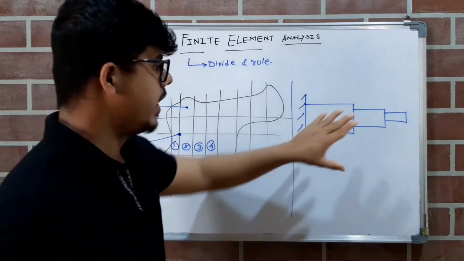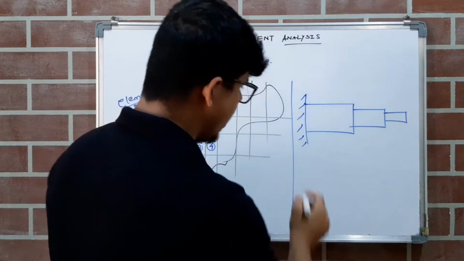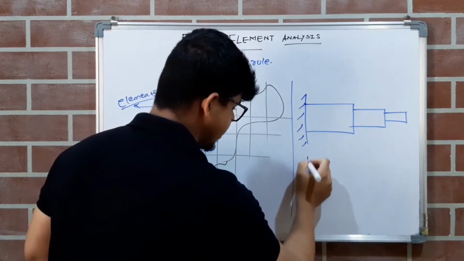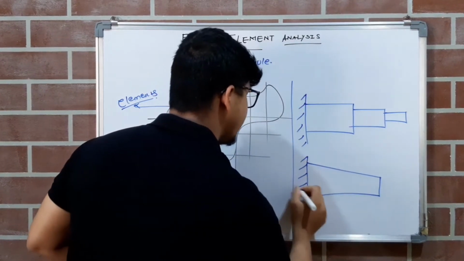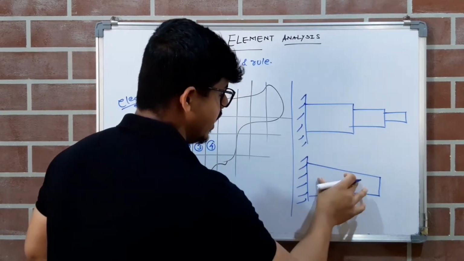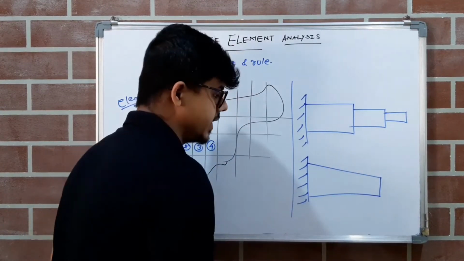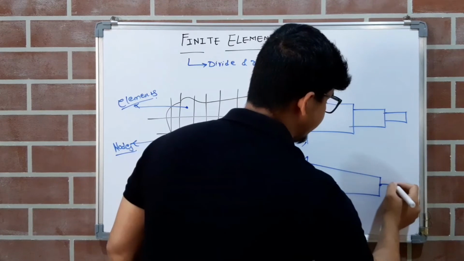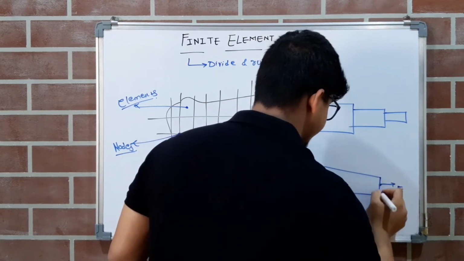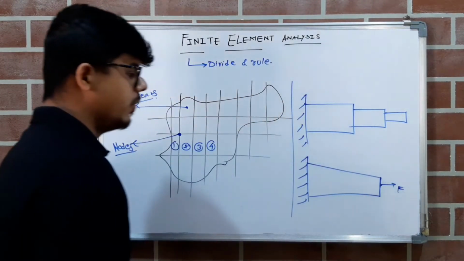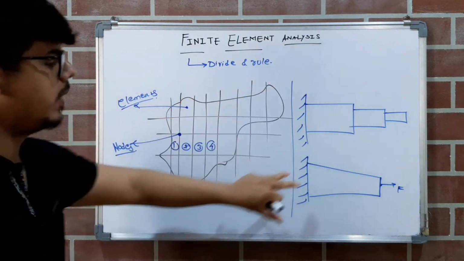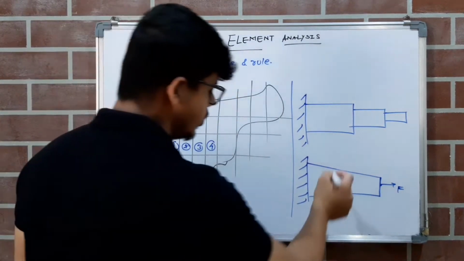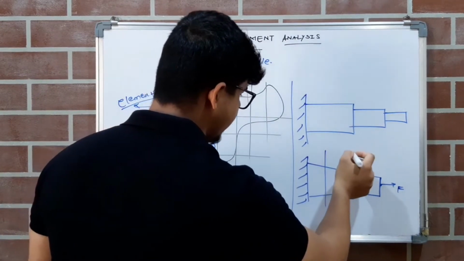So now, let us forget this example, and just concentrate on this example. Suppose you have a taper bar. Now you want to find, let's say, the stress on this taper bar. You have the force applied at this point. So what will you do? Same concept. We will first divide this whole complex structure into small elements. So we will divide it into 1 and 2.